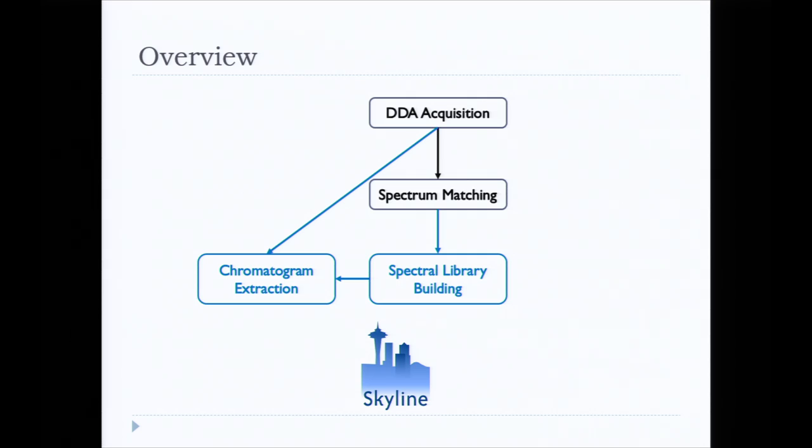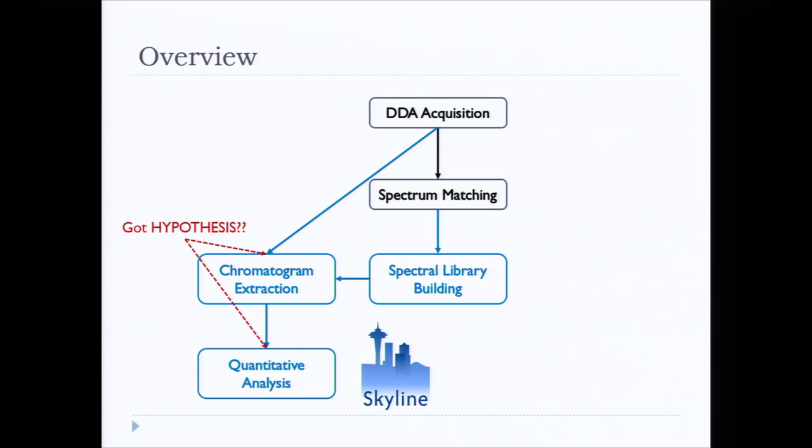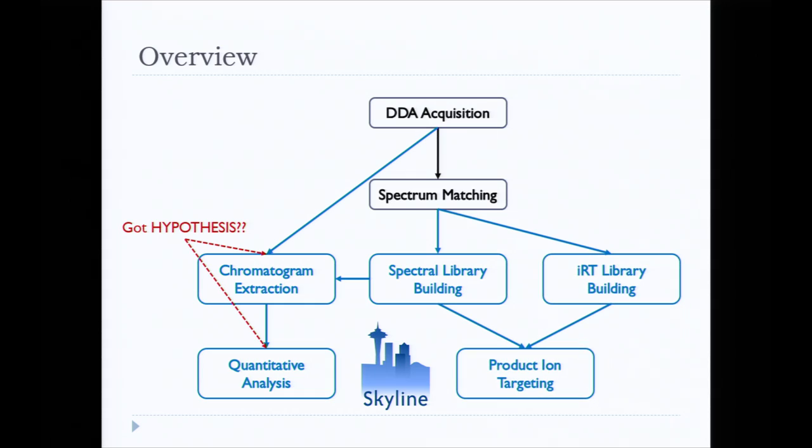So if you want to learn more about this, I encourage you to go do the tutorial on MS1 filtering. And then finally, we can do some quantitative analysis. We could also be building IRT libraries and doing product ion targeting, DIA SWATH, similar to what Lukas just described.